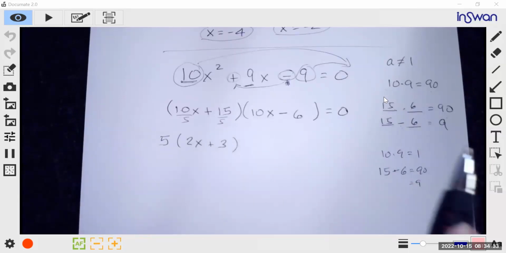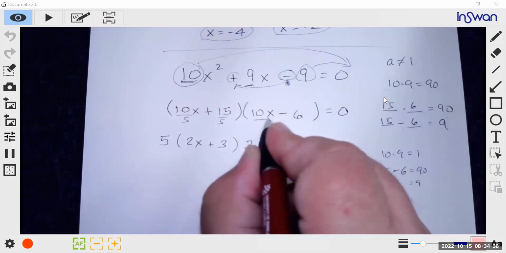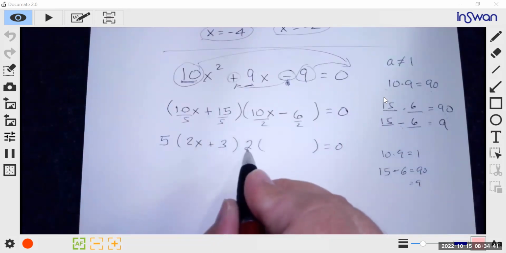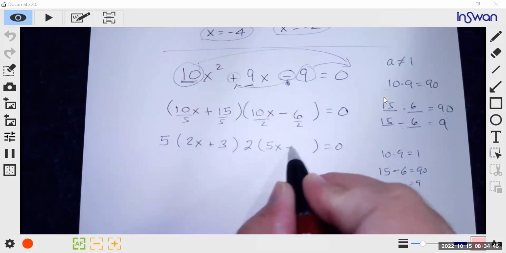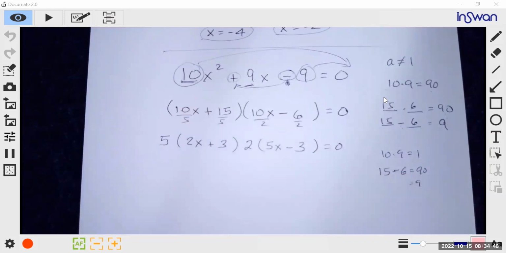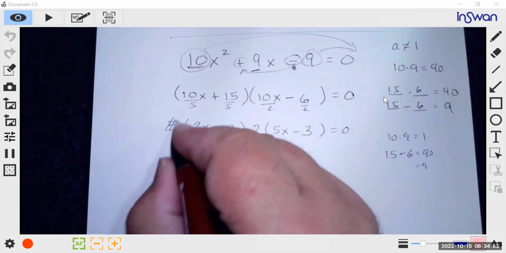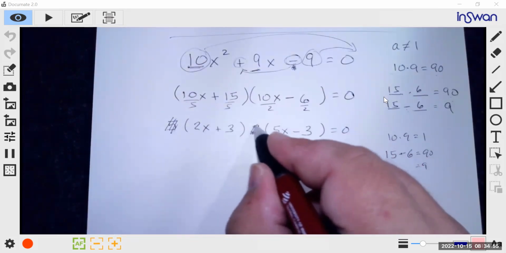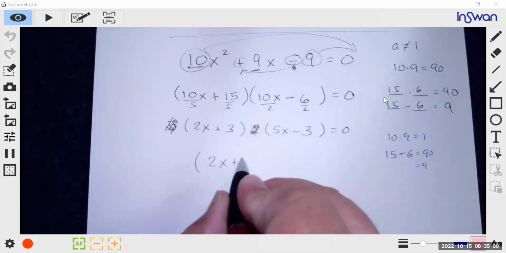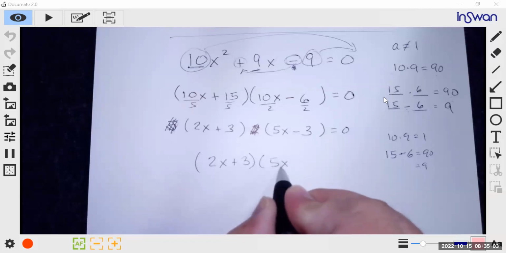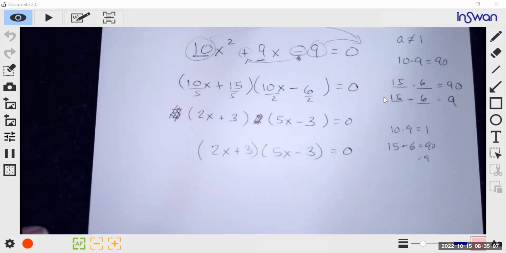What does the second one have in common? They both have a 2 in common. So to figure out what goes inside the parentheses, since I factored out a 2, I divide these by 2. 10 divided by 2 is 5x. 6 divided by 2 is 3. Whatever you factored out, just delete it, erase it. And there you have it. That's the factored form.